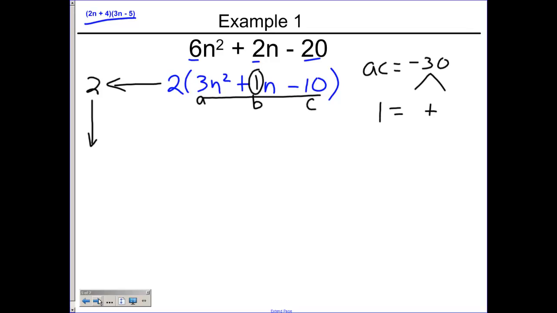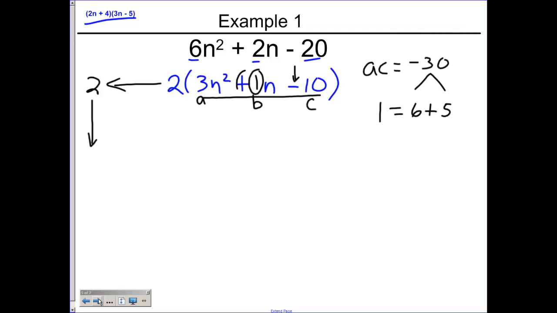Okay, so the factors of 30 that can make a 1 would be a 6 and a 5. So I'm going to put a 6 and I'm going to put a 5. Now remember, this sign right here is negative, which means my signs have to be opposites. That means one of these numbers, the 6 or the 5, has to be a negative and the other one has to be a positive.